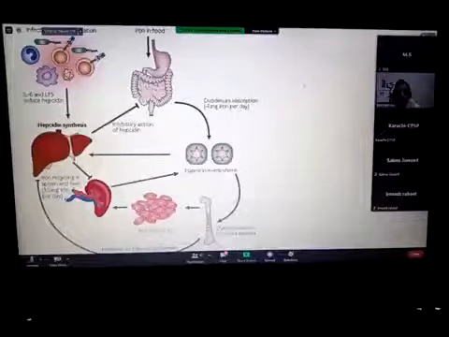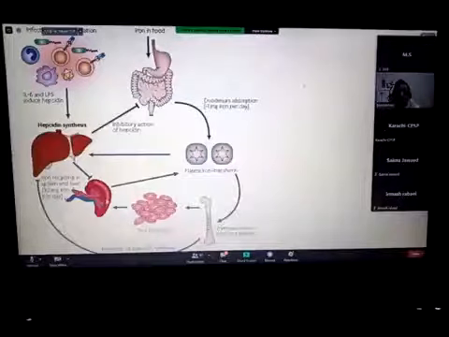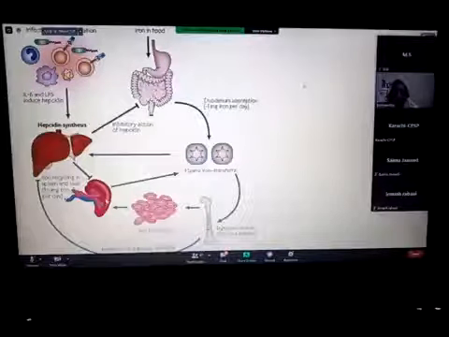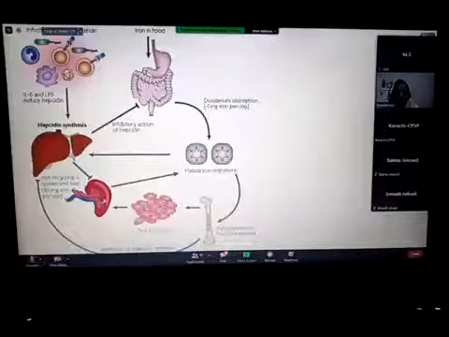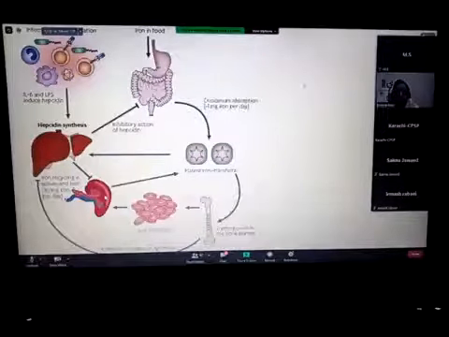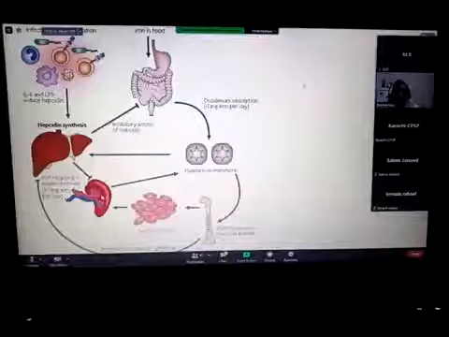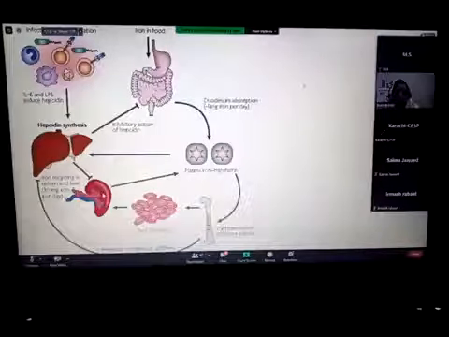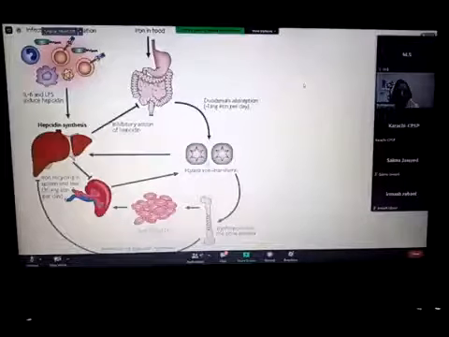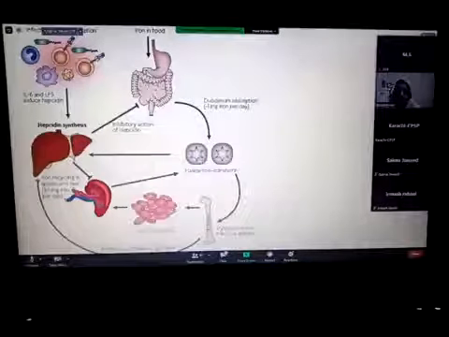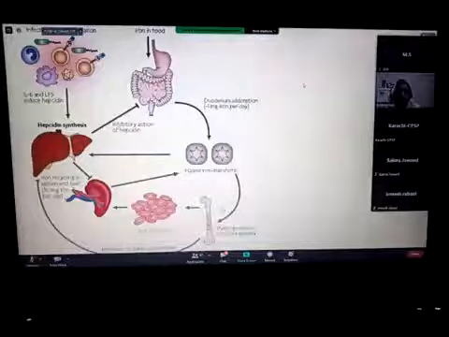And these red cells, after some time, like 120 days or so, will be destroyed in the spleen or in the liver, where the red cell membrane is removed. There the hemoglobin will be reutilized, the iron will be reutilized, and that will be taken again by the transferrin, and that will be again taken to the bone marrow.